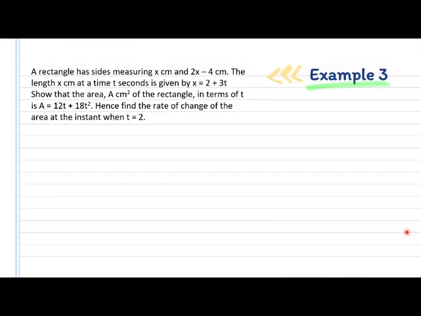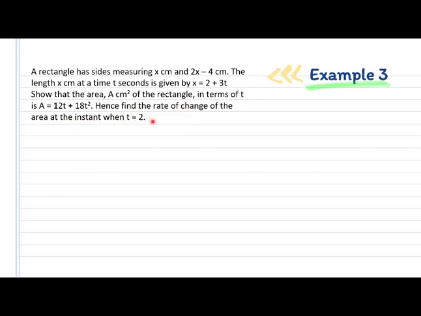Now, we have example 3. Here, we will calculate the rate of change of the area when the side is given. Here we have the sides of a rectangle, which are x centimeter and 2x minus 4 centimeter. Then the length x centimeter at a time t is given by x equals 2 plus 3t. Show that the area A of the rectangle in terms of t will be 12t plus 18t squared, and we will find the rate of change of the area at the instant when t equals 2.